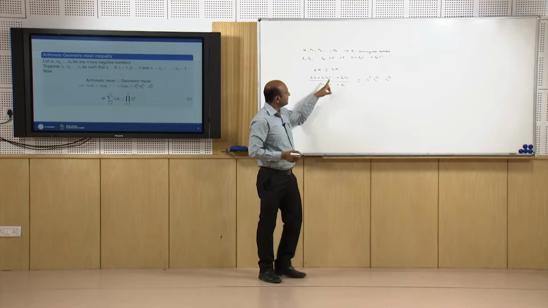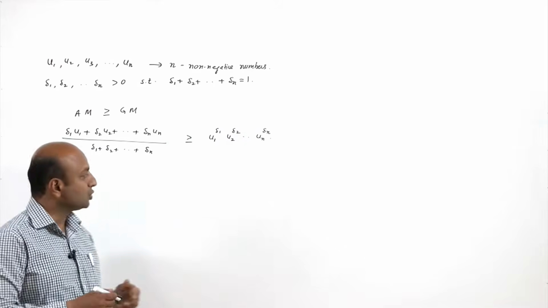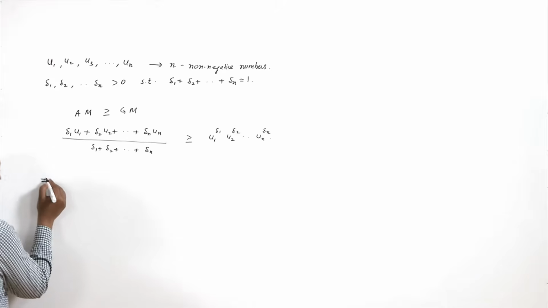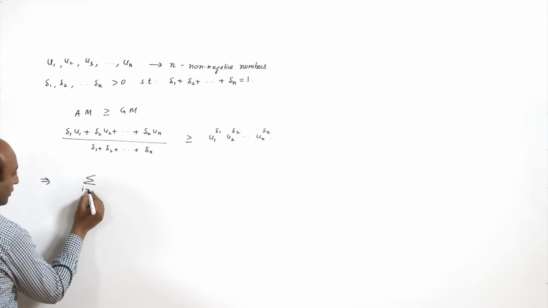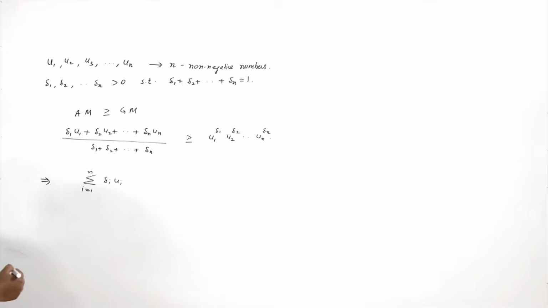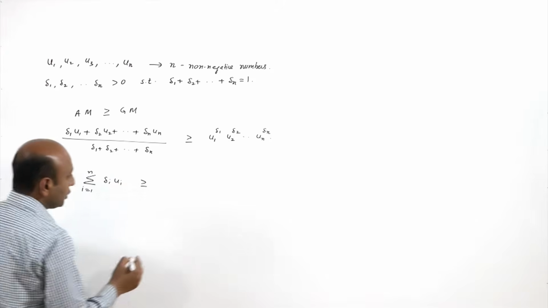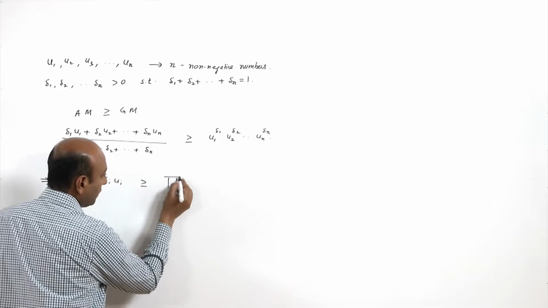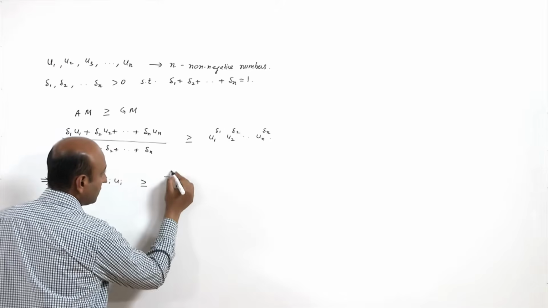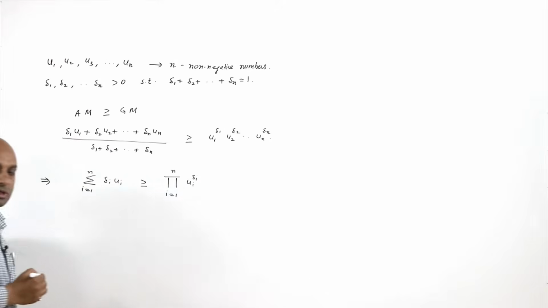Now the sum of the deltas is 1, as we are already assuming. So we can say that the sum of delta I ui, I varying from 1 to n, is greater than or equal to the product over I from 1 to n of ui raised to power delta I. This can be easily obtained from the previous expression.